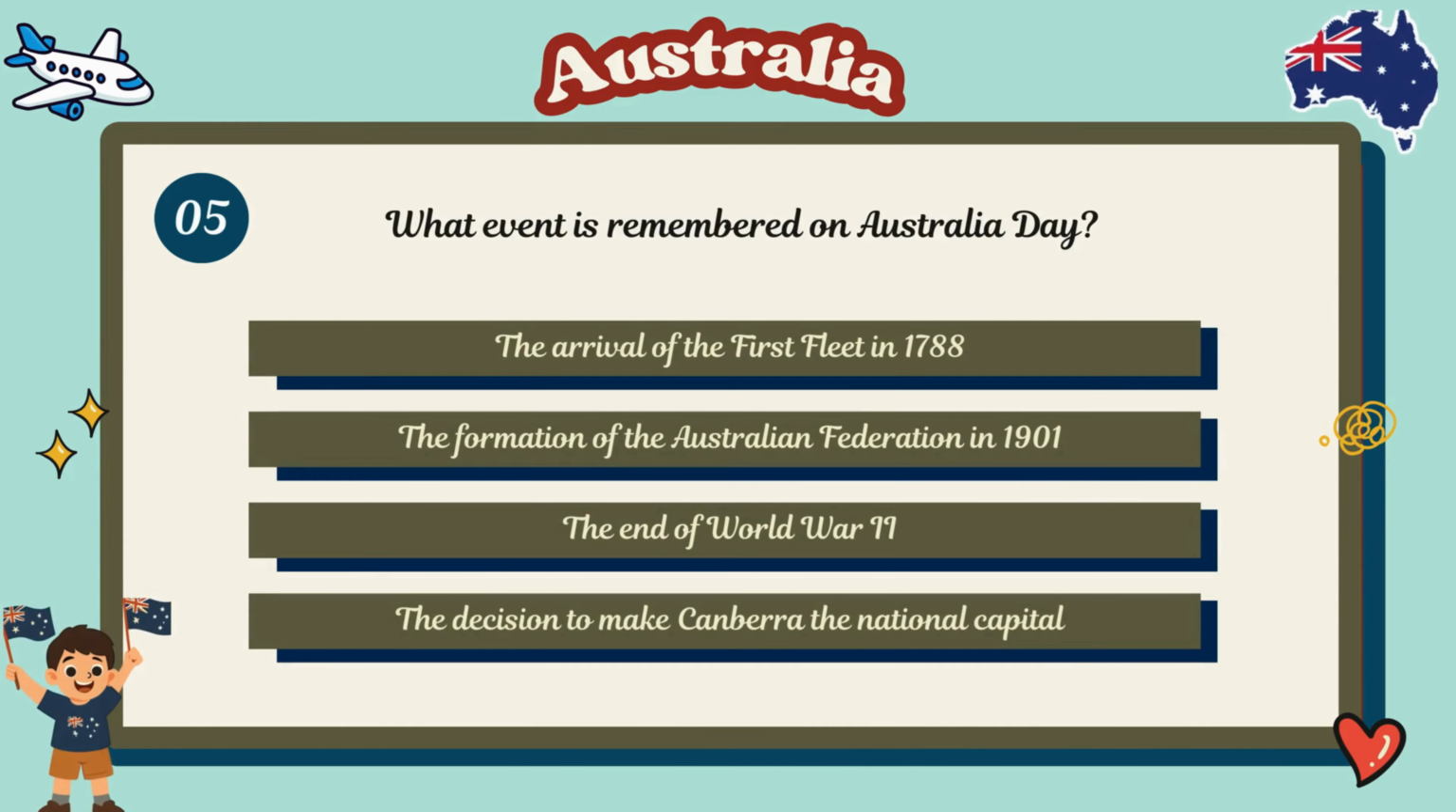Question 5. What event is remembered on Australia Day? A. The arrival of the First Fleet in 1788. B. The formation of the Australian Federation in 1901. C. The end of World War II. D. The decision to make Canberra the national capital.